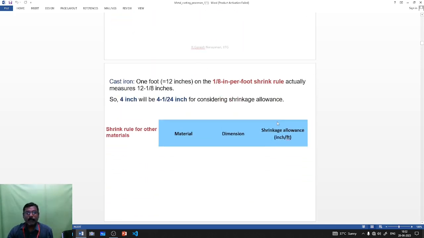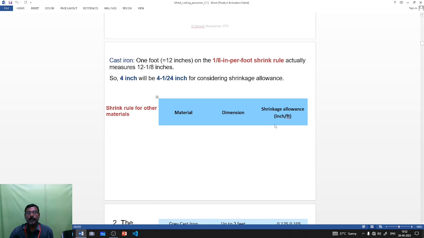The cast irons: 1 foot is 12 inches. Actually measure, then 12 minus 1 bar 8 inches. So 4 inches will be for considering shrinkage allowances.